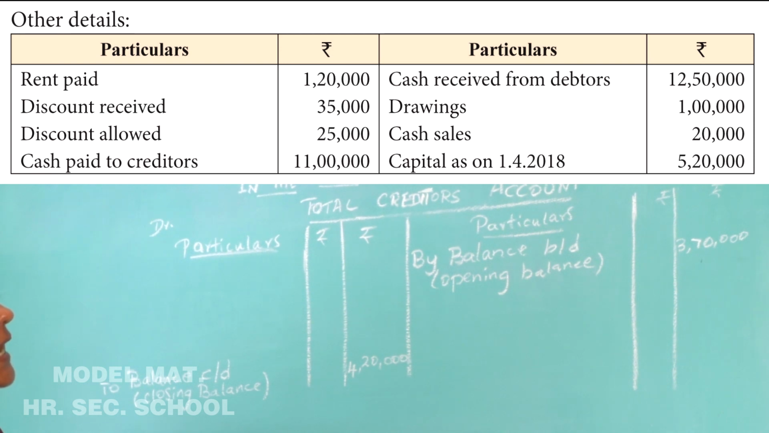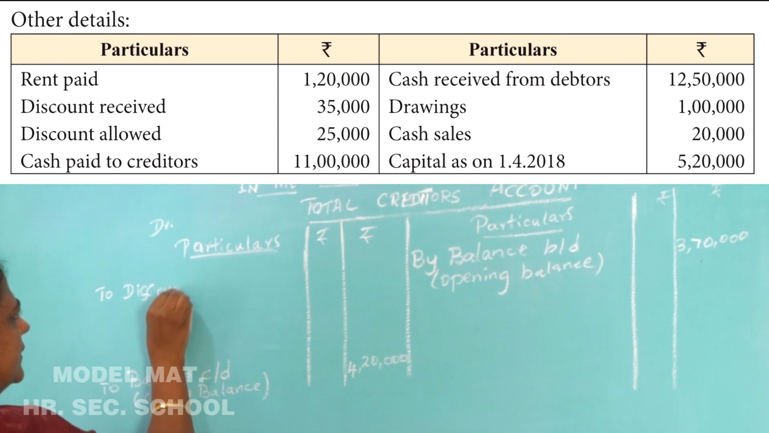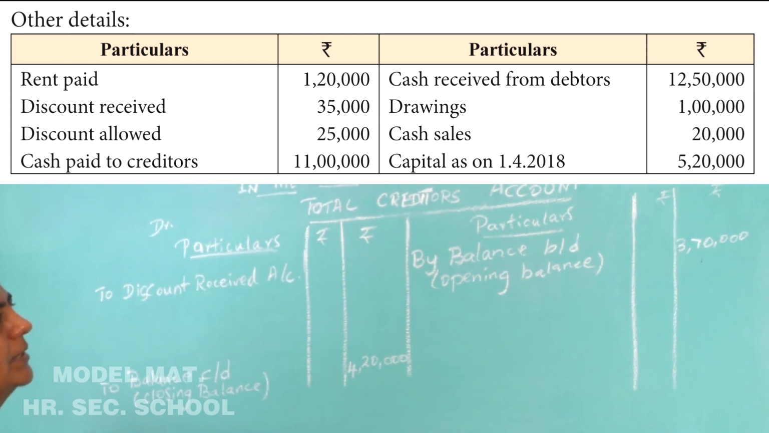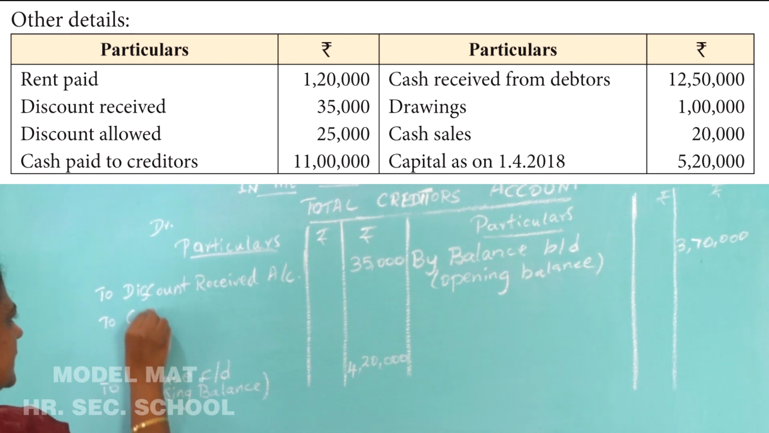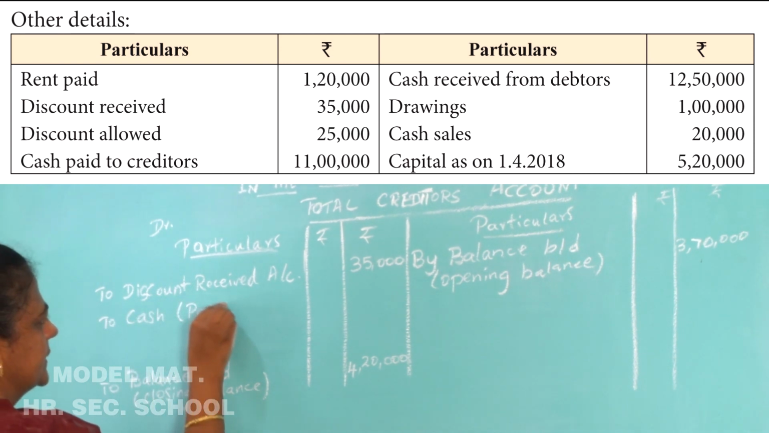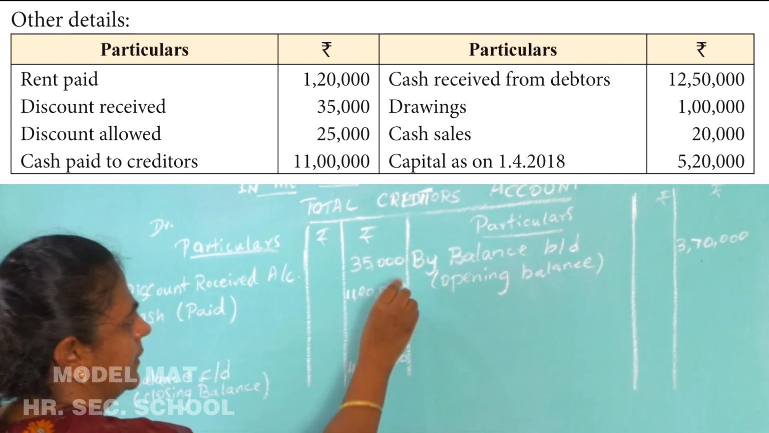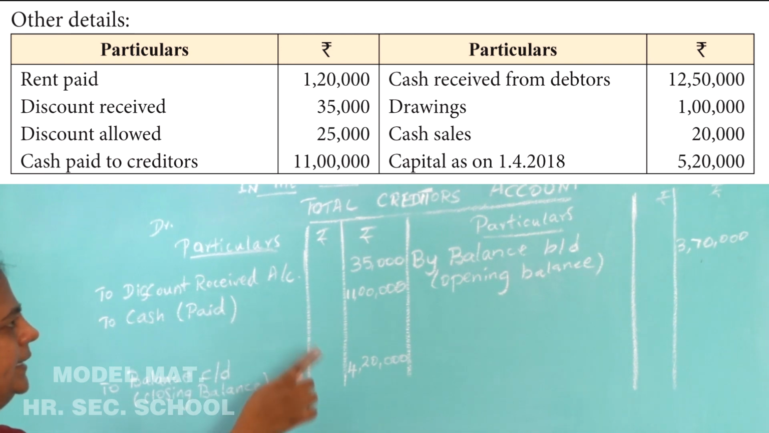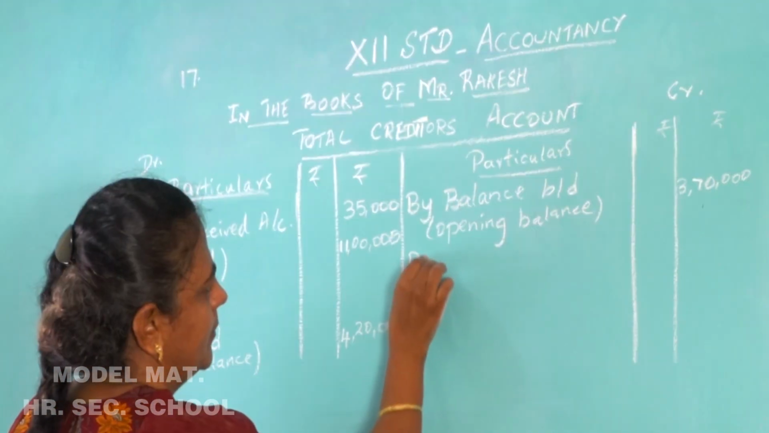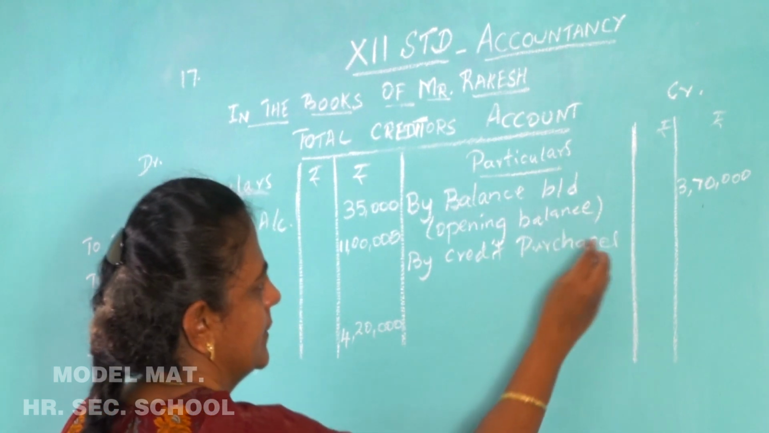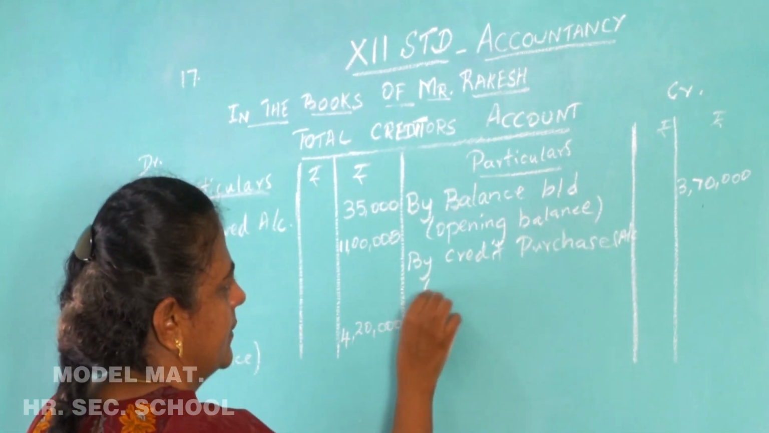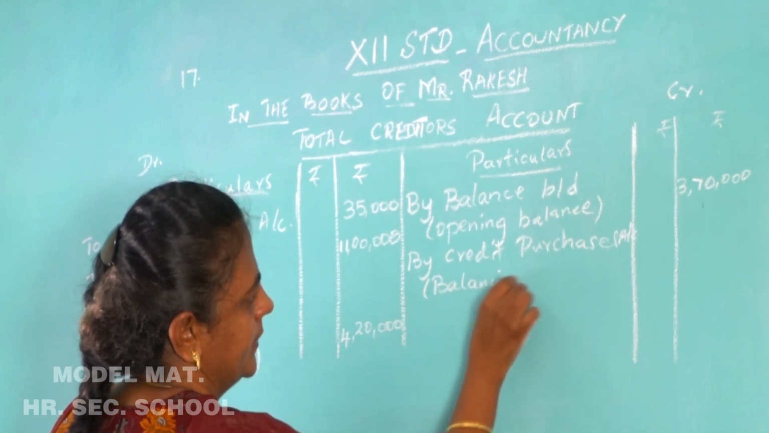So, two items are given there. One is discount received and then cash paid to creditors. So, discount received, write here to discount received account. How much is discount received? Discount received is 35,000. Then cash paid to creditors. Cash paid to creditors 11 lakh. So, only these items are given there. So, now you find out credit purchases by credit purchases account, balancing figure.